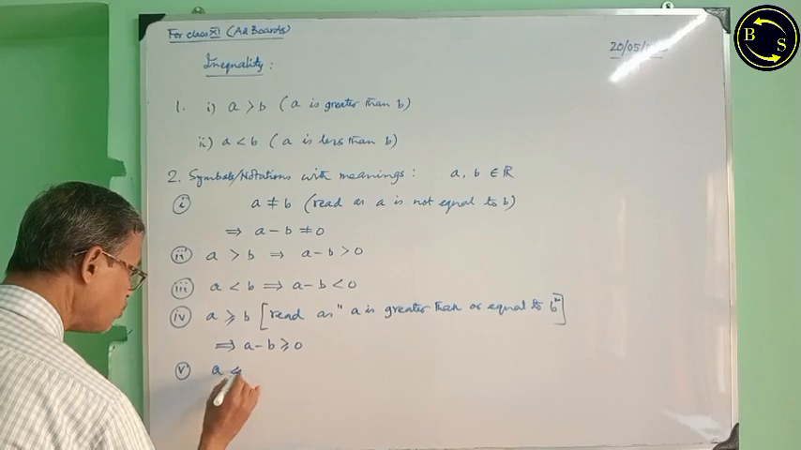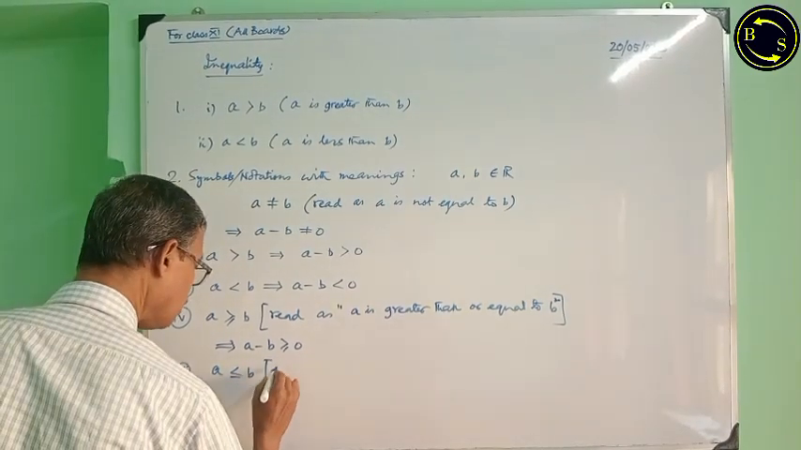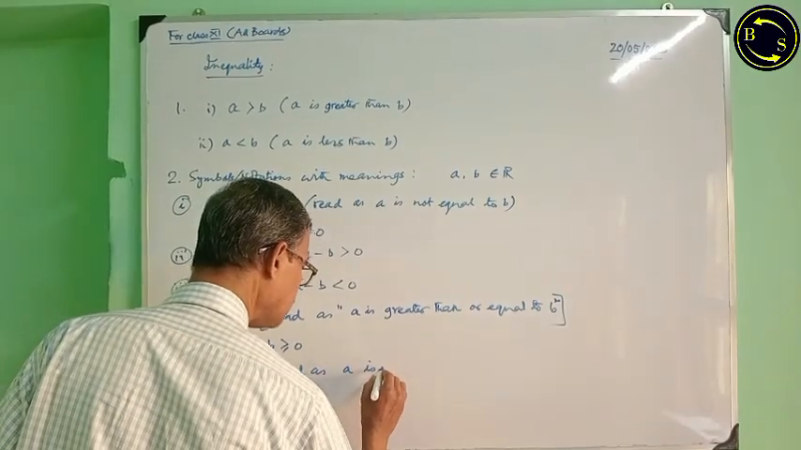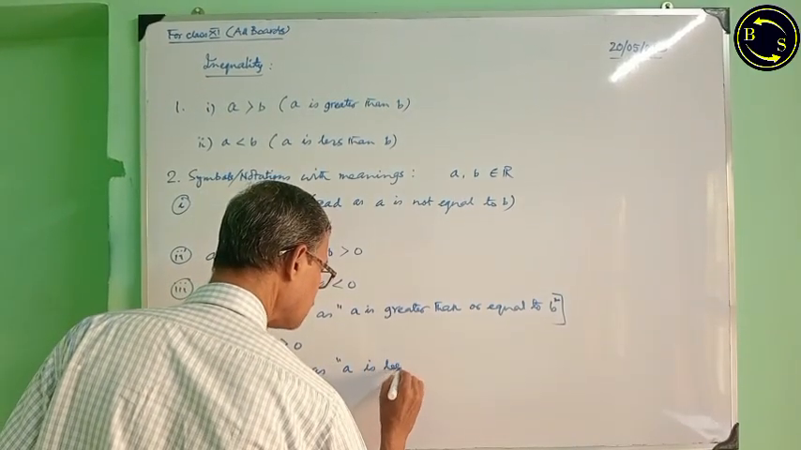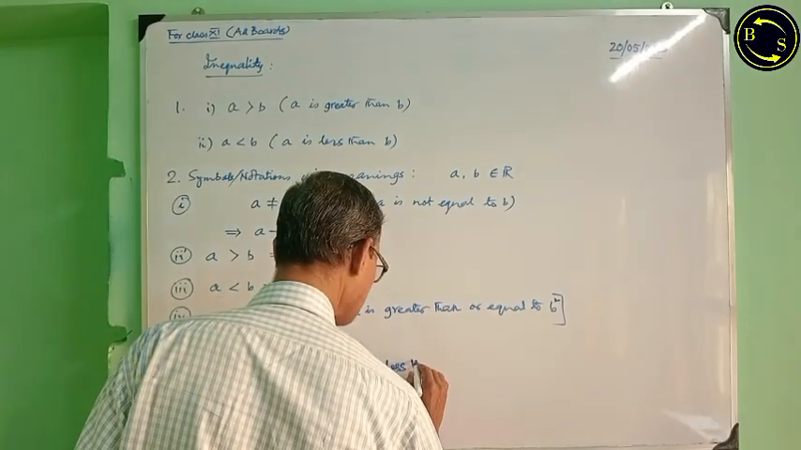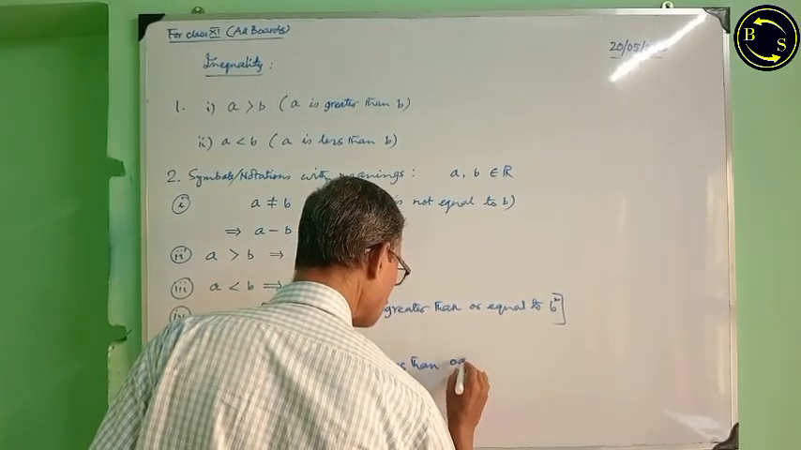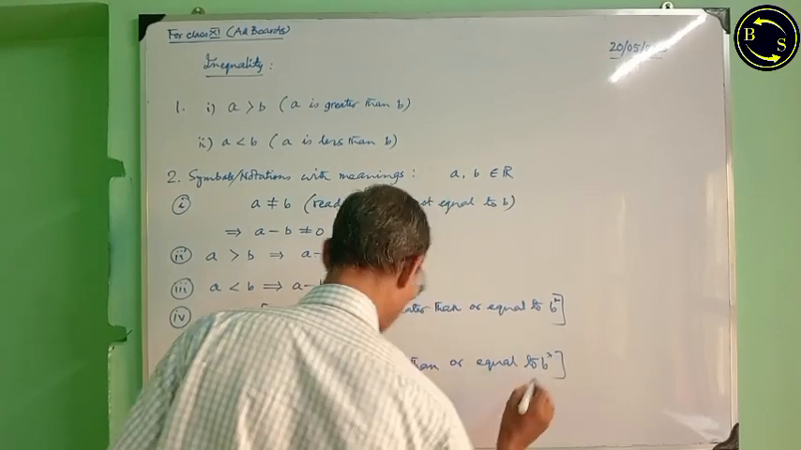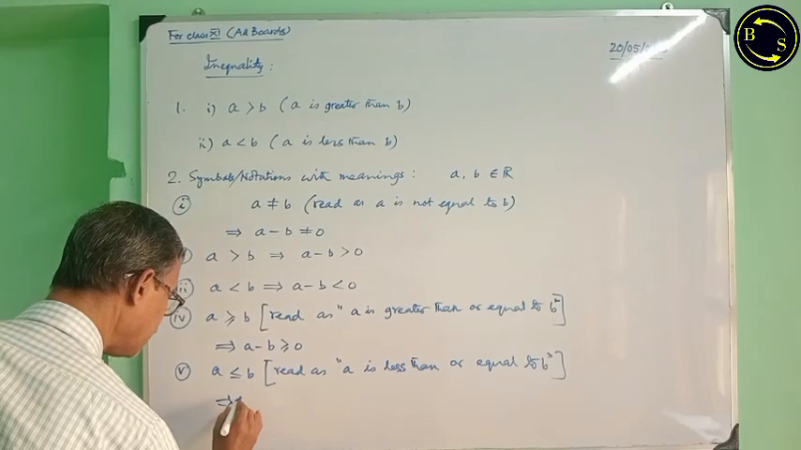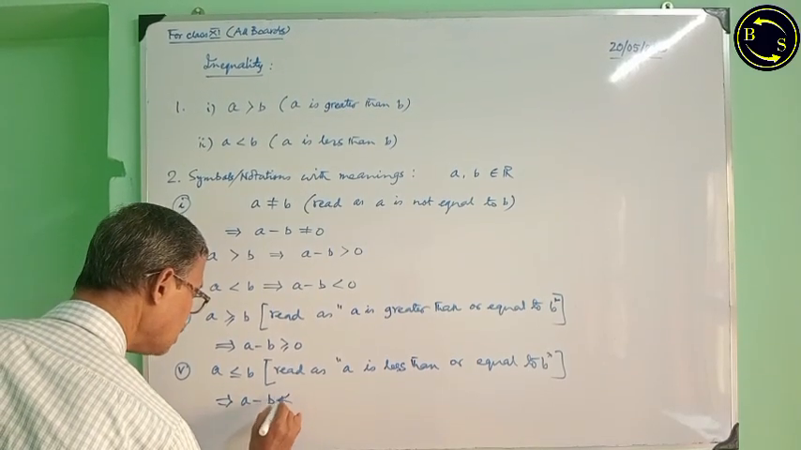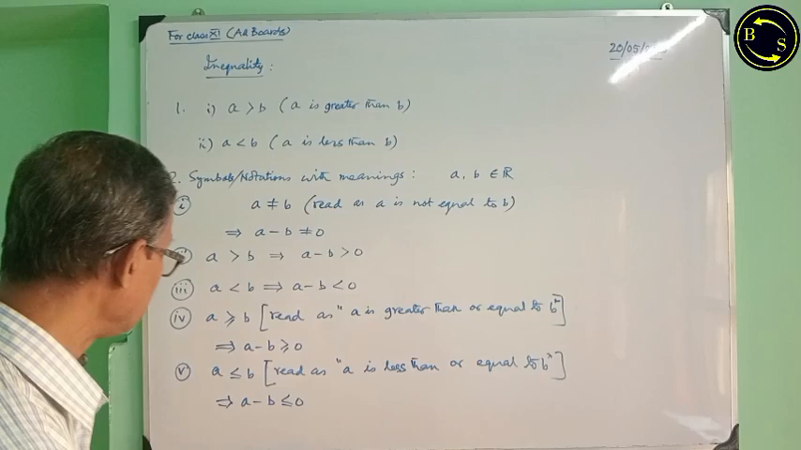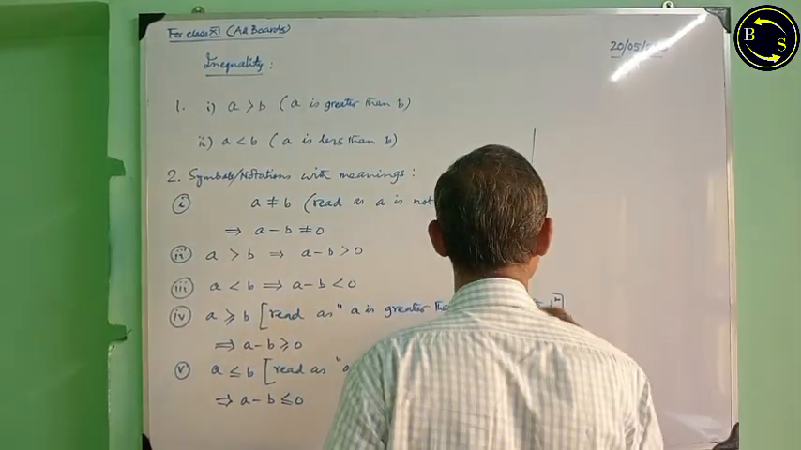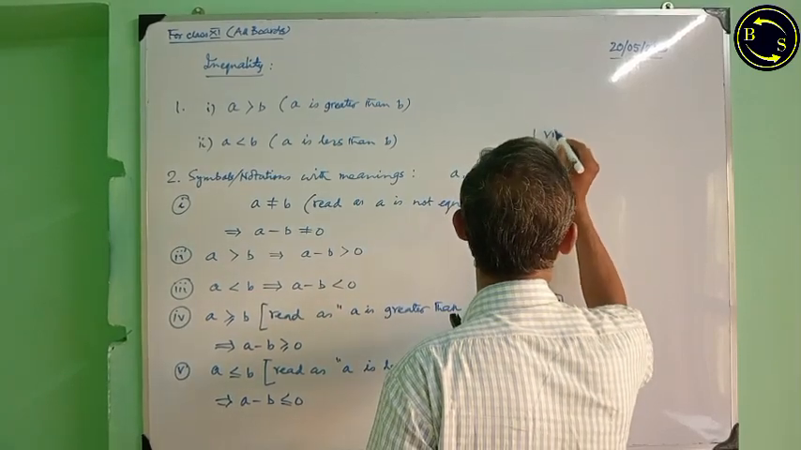A is less than or equal to B. Read as A is less than or equal to B. Therefore, A minus B will be less than or equal to 0. Actually, there are so many symbols.